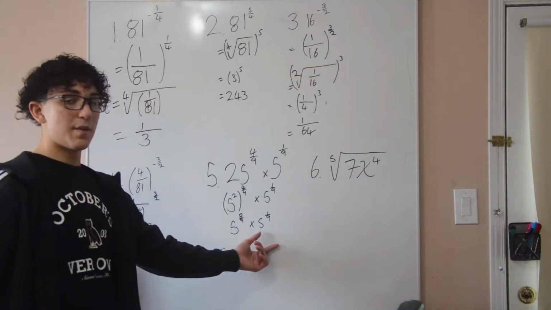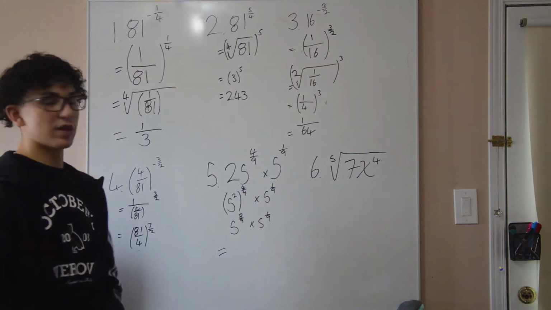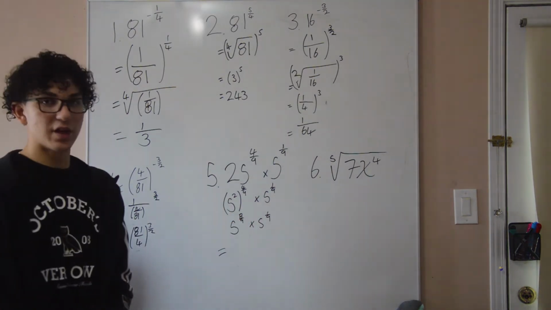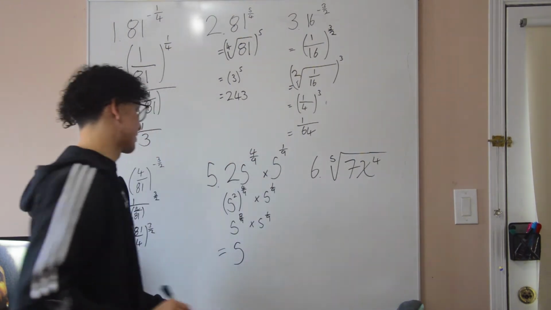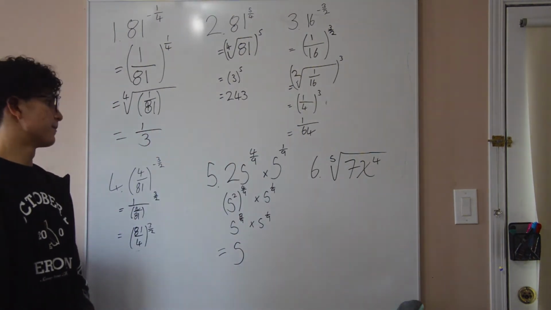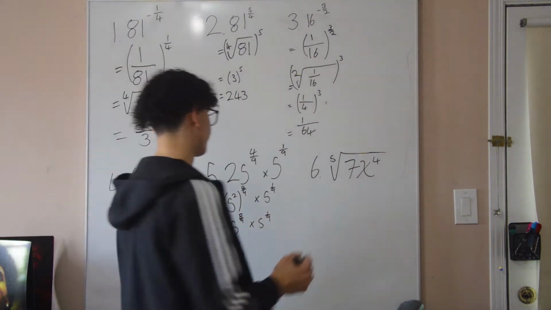And now they have the same base, so we add the exponents. 8 over 9 plus 1 over 9 is 9 over 9, or 1. So 5 to the 1, or just 5, is our final answer. Moving on.